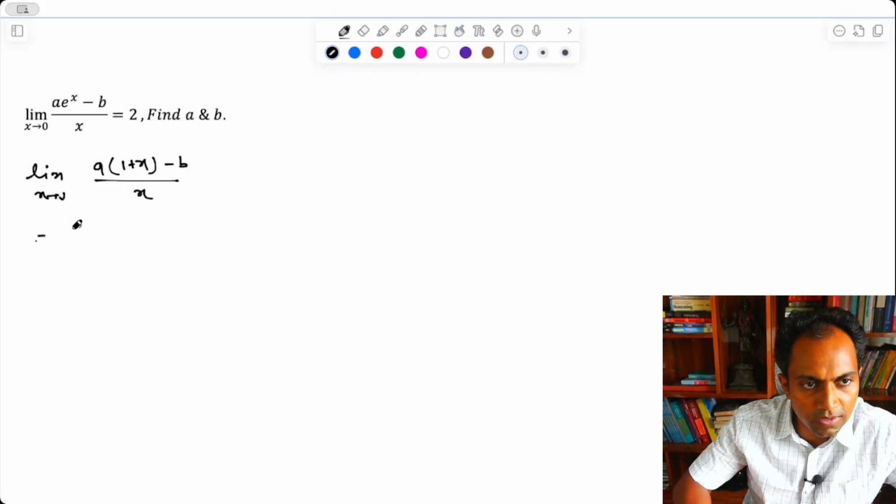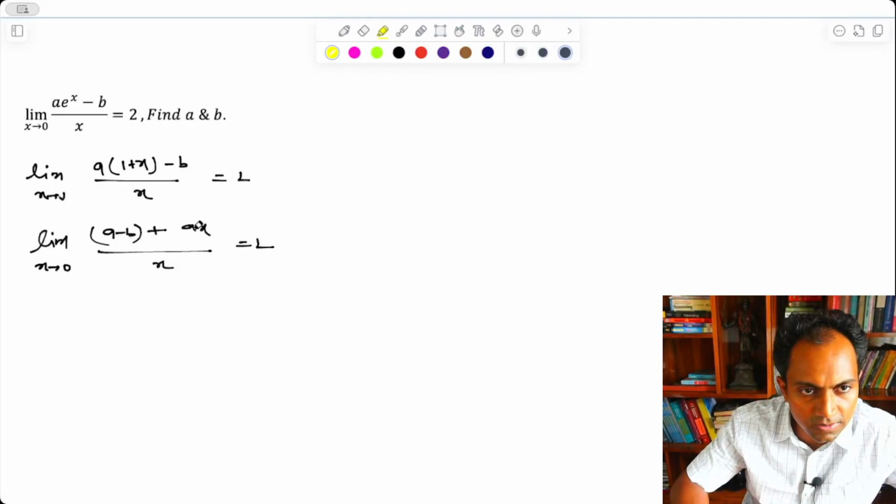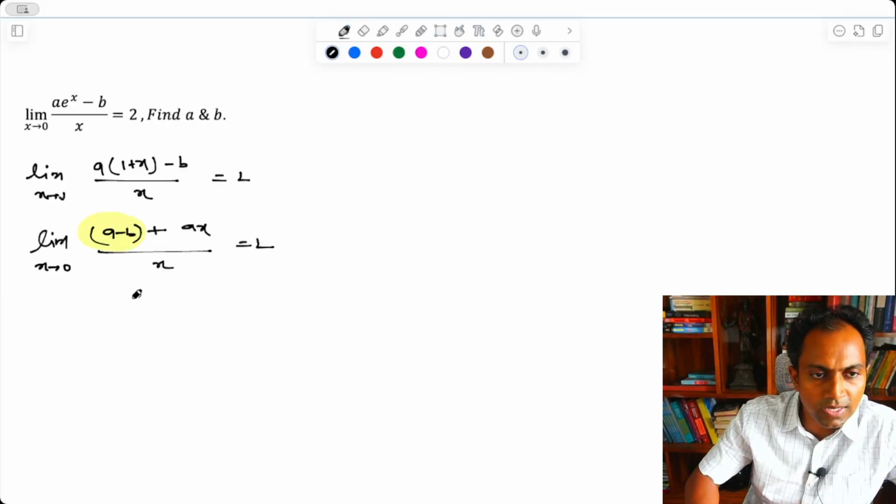In the next part, this is equal to 2. We can write limit x tends to 0. Separate the power. So, this will become (a minus b) plus ax, by x. We will do the same thing what we did earlier. See, for this limit to exist, if I put x equal to 0, you can see that a minus b would be left. If x is tending towards 0, this will be (a minus b) by 0.